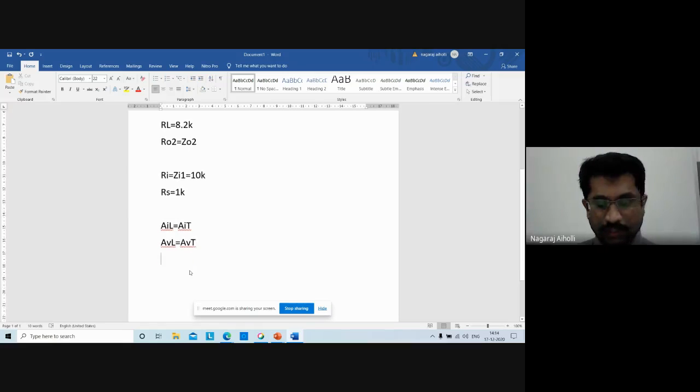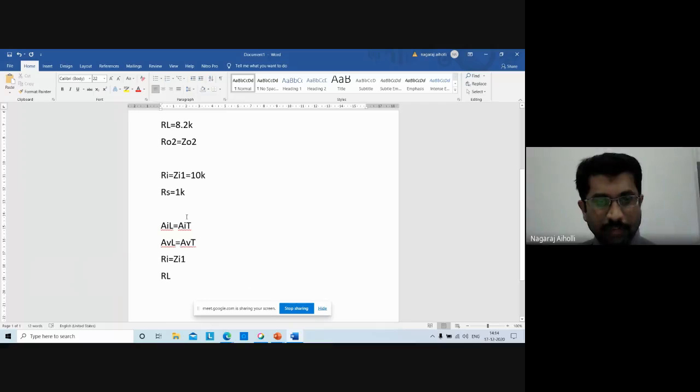Next, what about RI? RI will be ZI1. Input resistance of the entire stage will be input resistance of the first stage. It is ZI1. RI will be ZI1. Then RL remains as RL only. Load resistance of the entire stage amplifier is the same. RL remains the same.